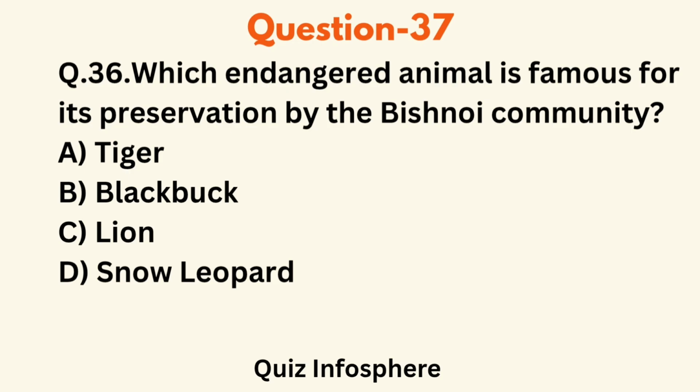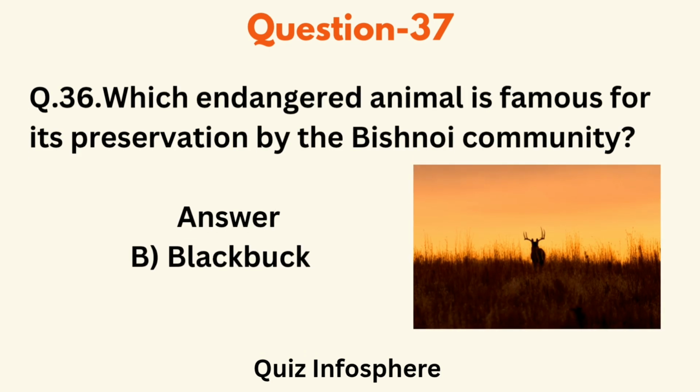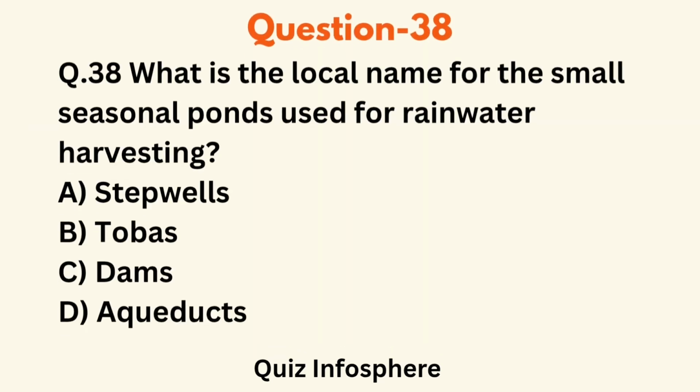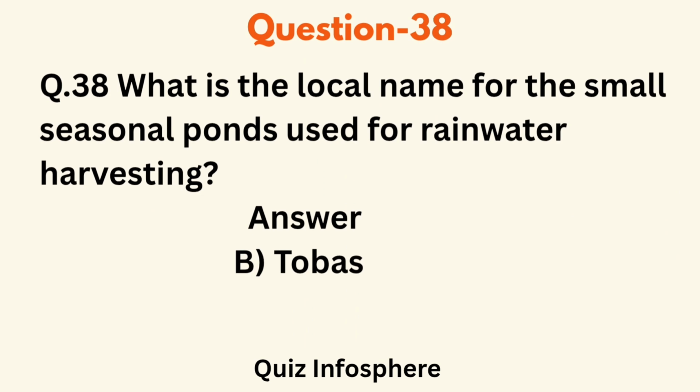Question 37. Which endangered animal is famous for its preservation by the Vishnoi community? Tiger, black buck, lion, snow leopard. The correct answer is option B, black buck. Question 38. What is the local name for the small seasonal ponds used for rainwater harvesting? Step wells, tobas, dams, aqueducts. The correct answer is option B, tobas.